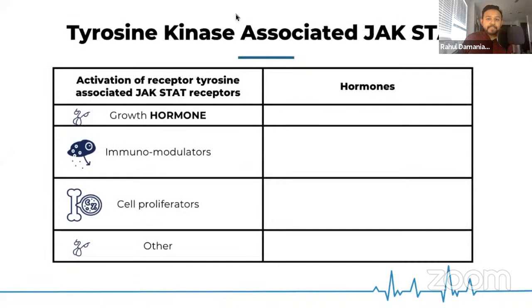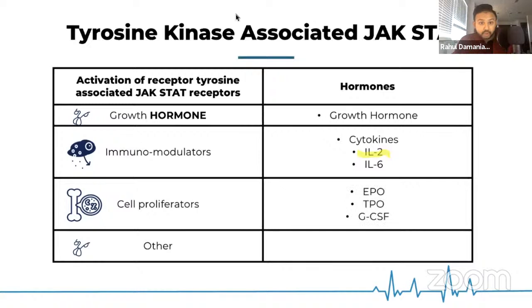There's also a family of receptors known as the tyrosine kinase associated JAK-STAT receptors. Now, the tyrosine kinase associated JAK-STAT receptors, that is not going to be growth factors, but that's going to be more related to growth hormone. So make sure that you keep those straight in your mind. Immunomodulators like cytokines are going to be via these tyrosine kinase associated JAK-STAT receptors as well. So they can easily give you some patient who has increased amounts of inflammation, and they'll ask you, what's the signaling pathway that is going to be upregulated?